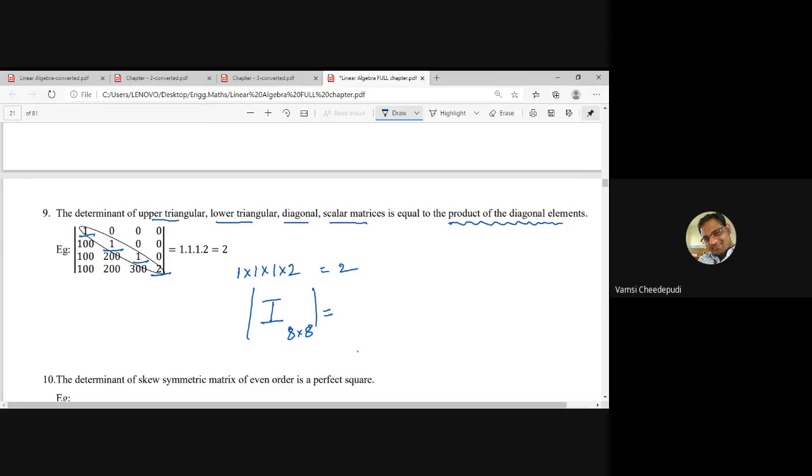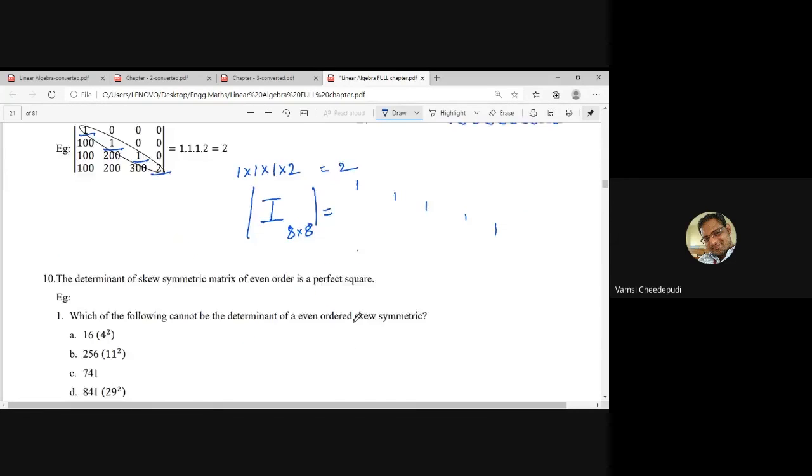Yes, sir, you can take any order of an identity matrix, but in the diagonal, the principal diagonal elements are 1 only. According to your property, the product of diagonal elements should be equal to 1 only. 1 into 1 into 1.